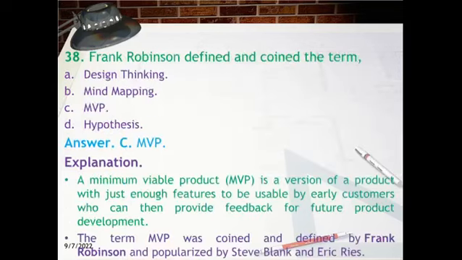38. Frank Robinson defined and coined the term: mind mapping, MVP, hypothesis. Answer: C. MVP. Explanation: a minimum viable product, MVP, is a version of a product with just enough features to be usable by early customers who can then provide feedback for future product development. The term MVP was coined and defined by Frank Robinson and popularized by Steve Blank and Eric Ries.